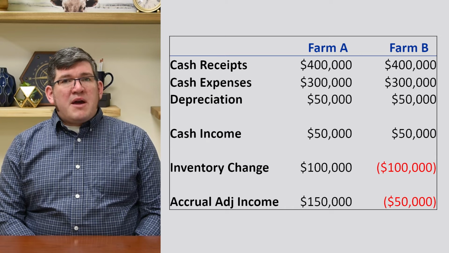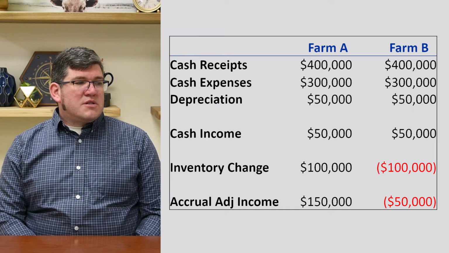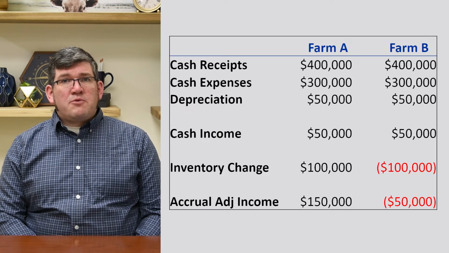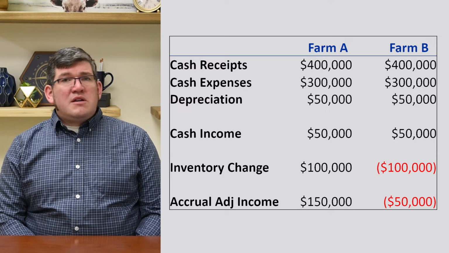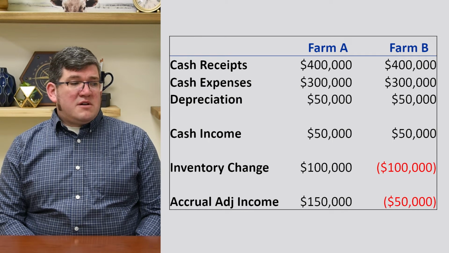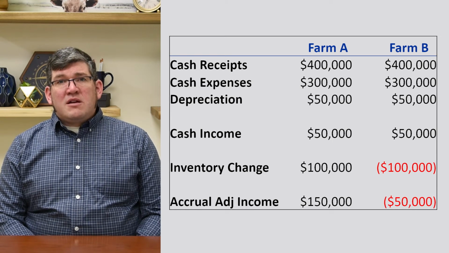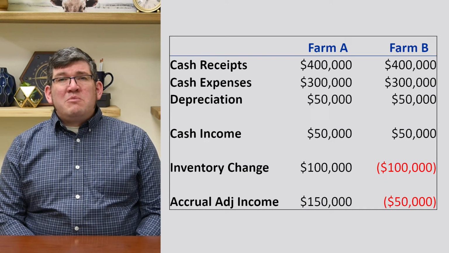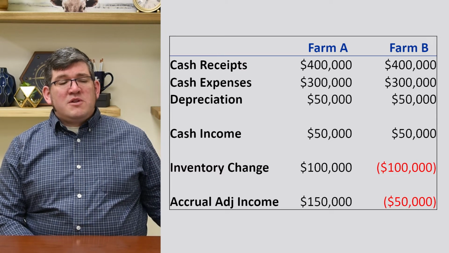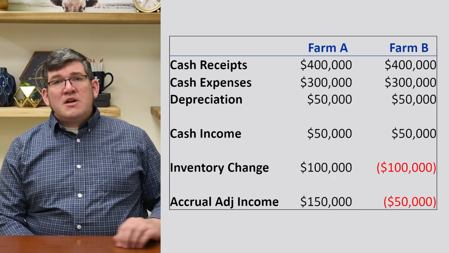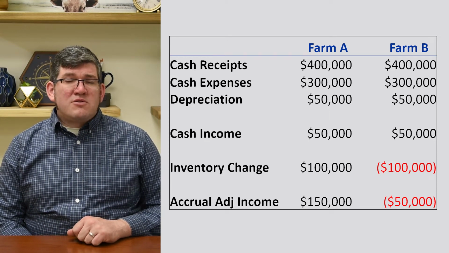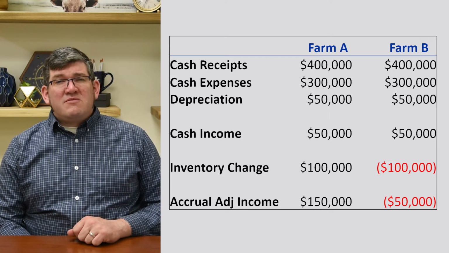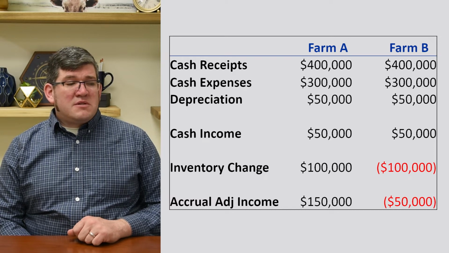So we have Farm A and Farm B, and you will notice that both farms had cash receipts of $400,000, cash expenses of $300,000, and depreciation expense of $50,000. From a cash accounting standpoint, the cash income would be exactly the same for both of these farms at $50,000. Simply the $400,000 in revenue less the $300,000 in actual expenses and $50,000 in depreciation expenses.